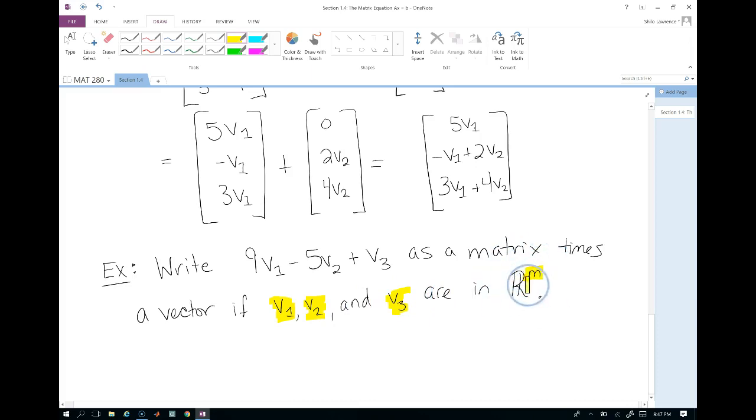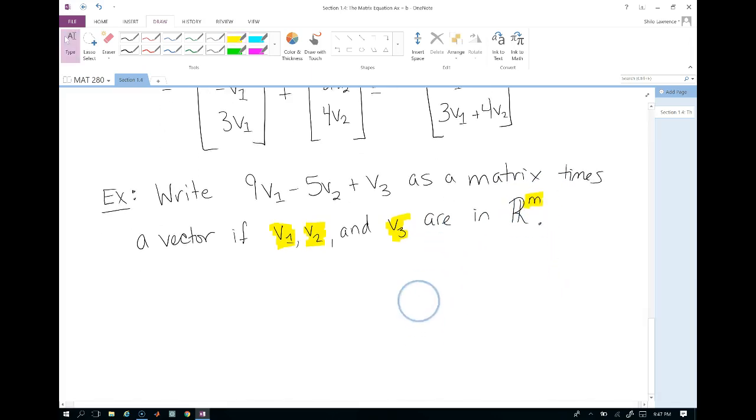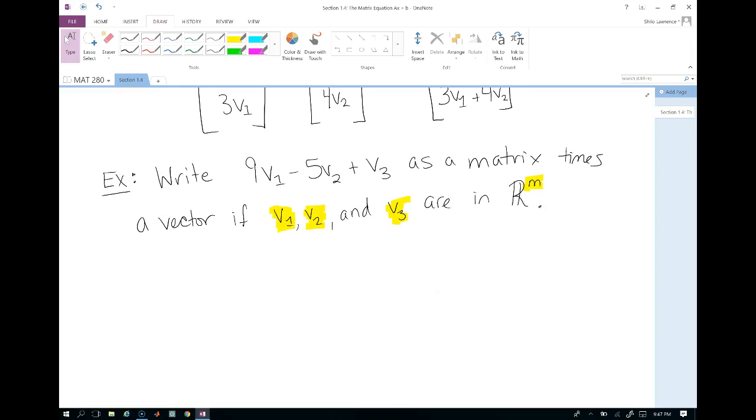We said this R notation, every time you saw a superscript on it, it just meant we're dealing with something that's a column vector that has that many entries in it. So v1, v2, v3, those are not just individual variables, those are columns with m entries. And the weights we have on these columns are 9, -5, and there's nothing there. So remember from algebra, we assume it's a 1.